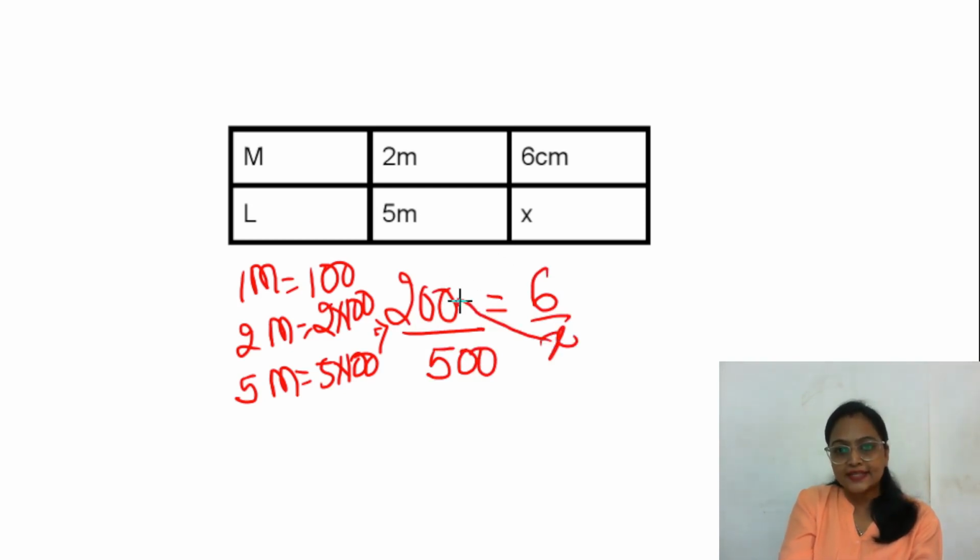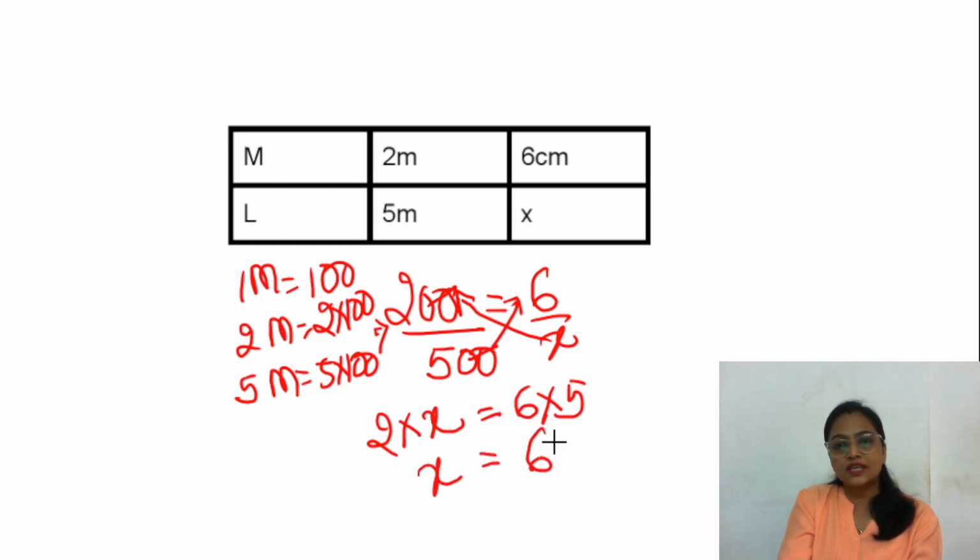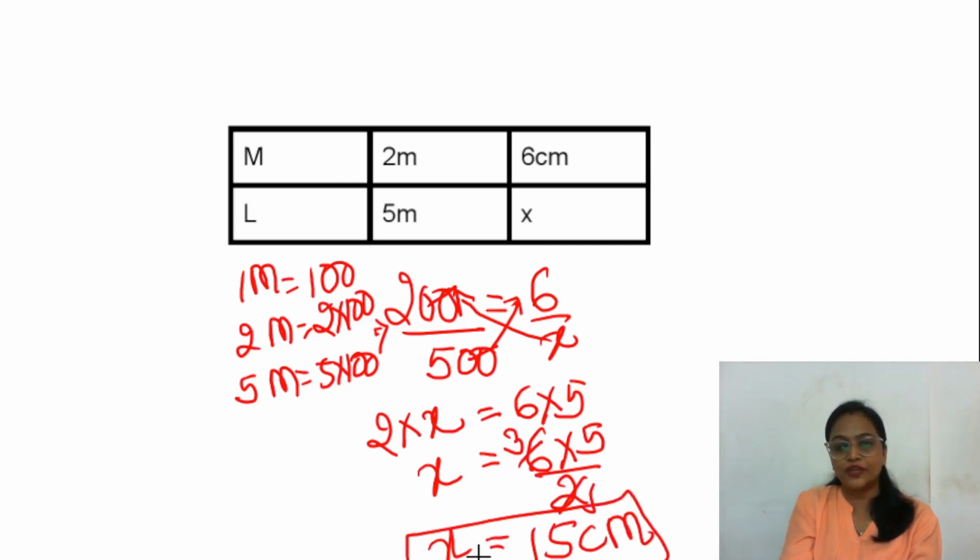To find x, we will cross multiply. These 0s, 0s, we cancel out. 2 into x will be equal to 6 into 5. So x will be equal to 6 into 5 by 2. So 2 ones are 2, 2 threes are 6, 5 threes are 15. So x is equal to 15 centimeters. That is, the length of the toy Almira will be 15 centimeters.